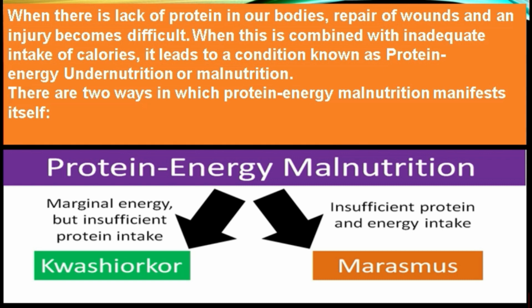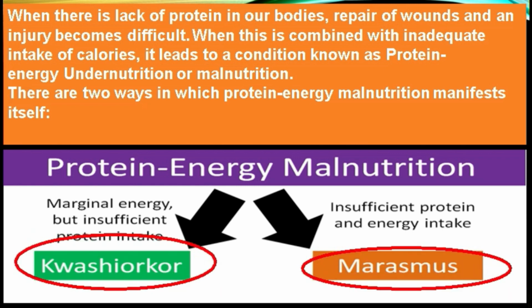Students, when there is a deficiency of protein in our diets, then this condition is known as protein energy undernutrition or malnutrition. There are two ways in which protein energy malnutrition manifests itself. This protein energy malnutrition basically manifests itself into two kinds, that is kwashiorkor and marasmus. Now in the next slide we will understand each separately.